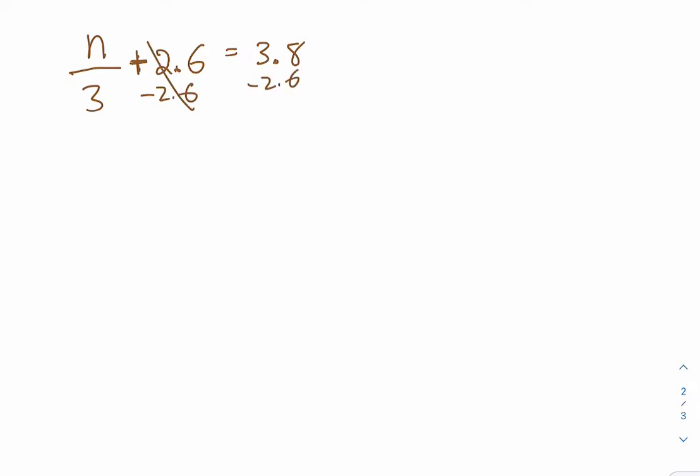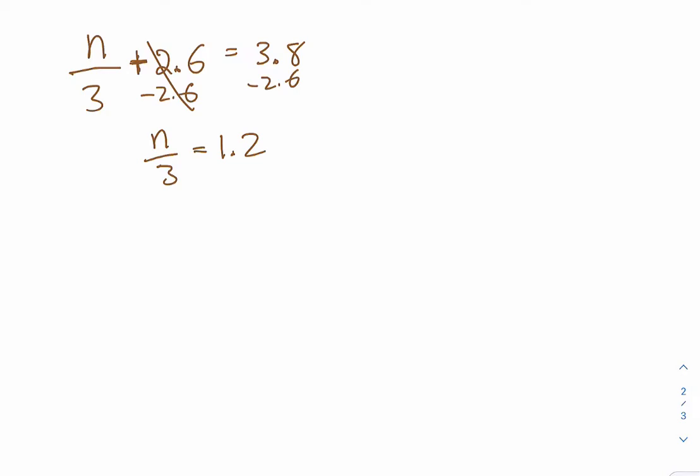Another one, how are we doing with division? n divided by 3 plus 2.6 equals, I don't know, what do you want it to be? 3.8. Okay, so on this one again, even though we've got division here this time, same thing, we still want to get rid of the constant, whatever's adding to, increasing or decreasing. So we're going to get rid of that by subtracting 2.6. So we have n divided by 3 now equals 1.2.